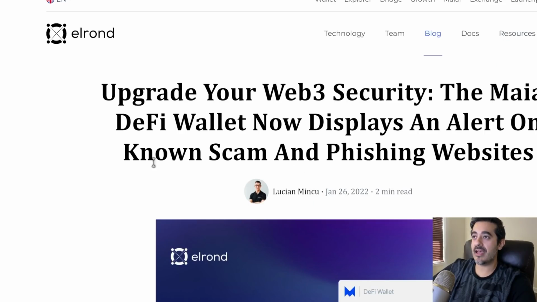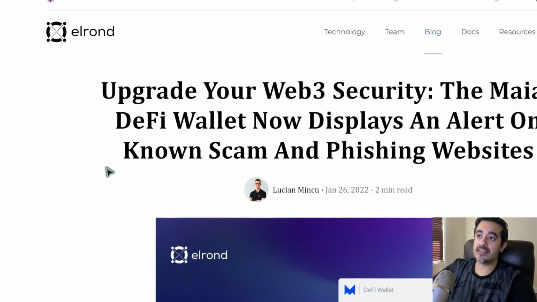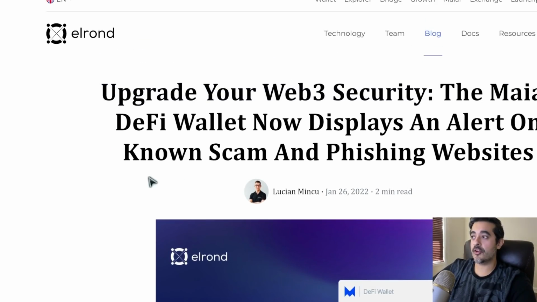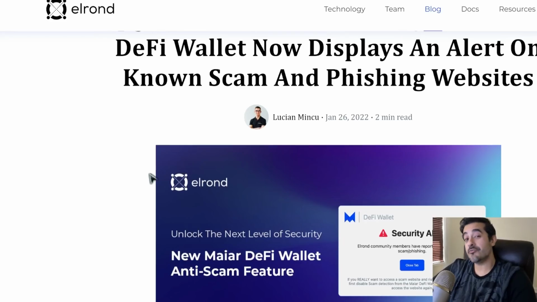Well, the next thing we have is the DeFi wallet. The DeFi wallet has now updated its security to help with phishing and scams. This is really important. The safety of your users is super, super important. The more work we see being done to the DeFi wallet, to the Elrond Online wallet, to the Maiar app, all these things are going to be very, very important. This is adding value to the network, to the applications, to the platform, to the ecosystem.